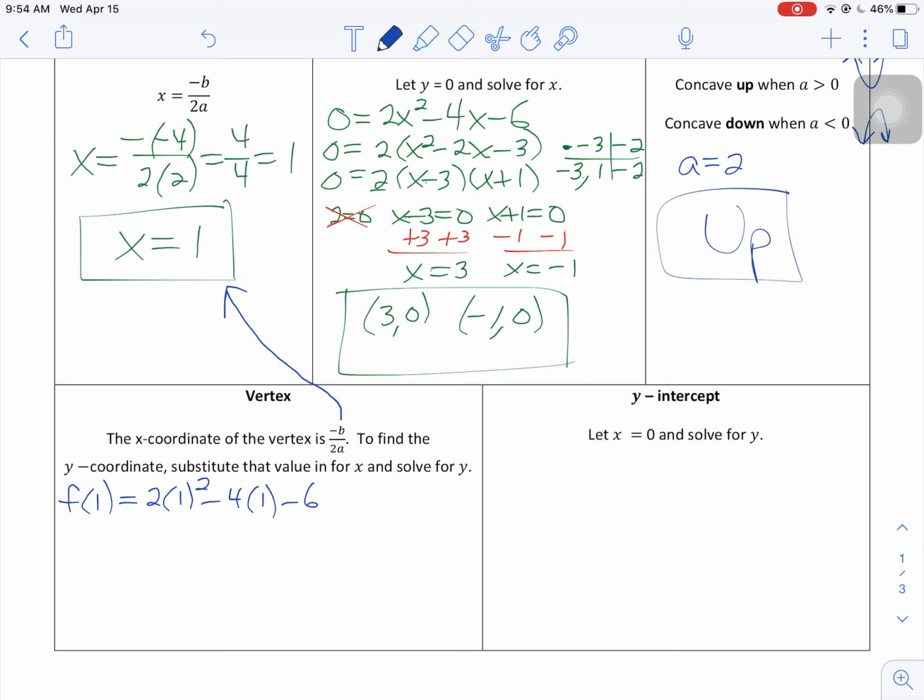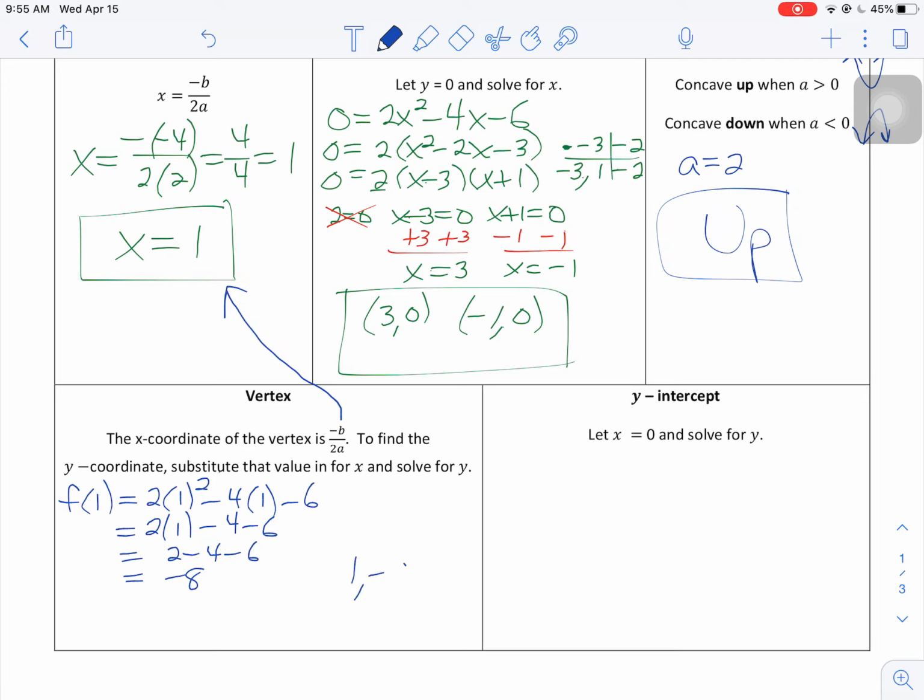And then I'm just going to simplify, following order of operations. So in that first spot, I do not do 2 times 1 and then square it. Order of operations says I have to do exponents first. So 1 squared is 1. So that's 2 times 1. And then negative 4 times 1 is negative 4. Back up in the front, 2 times 1 is 2. And then 2 minus 4 is negative 2. And then negative 2 minus 6 is negative 8.